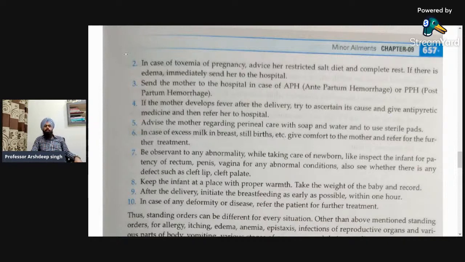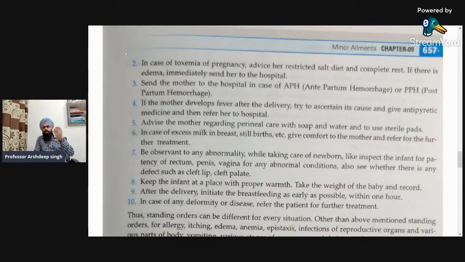Next, send the mother to the hospital in case of APH, that is antepartum hemorrhage. That can be a severe condition, as can PPH, that is postpartum hemorrhage. Both conditions can be critical, so there can be the risk of different types of complications. So send the female immediately to the hospital. Next, if the mother develops fever after the delivery, try to ascertain its cause and give antibiotic medicine and then refer to the hospital.